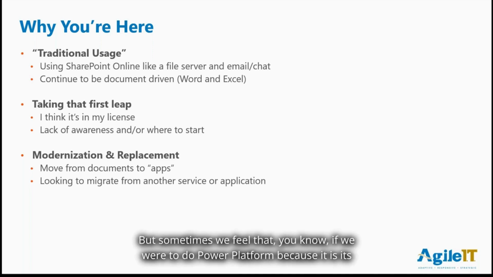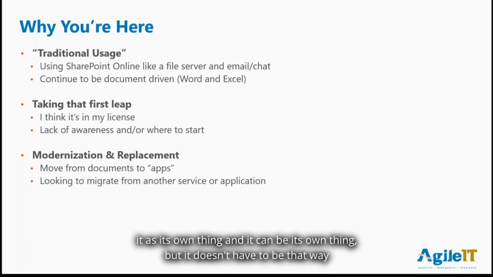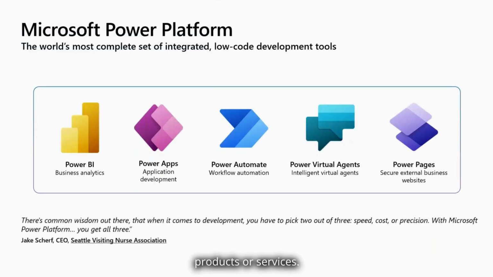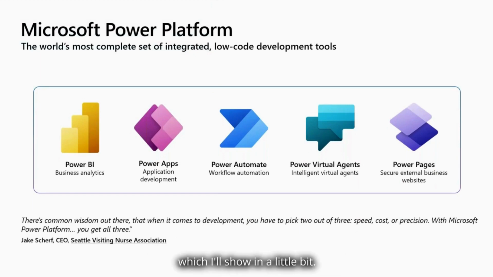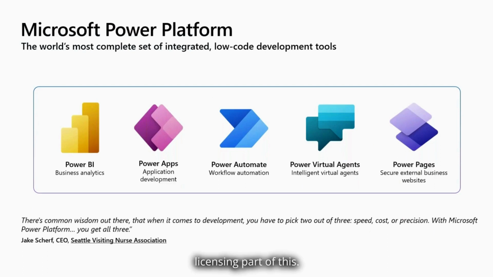But sometimes we feel that if we were to do Power Platform, because it is its own kind of product or service, we tend to think of it as its own thing. And it can be its own thing, but it doesn't have to be that way for everything. So Power Platform really is a collection of different products or services. They're licensed together with your Microsoft 365 type of licensing, which I'll show in a little bit. Towards the end, we'll talk really about the licensing part of this.